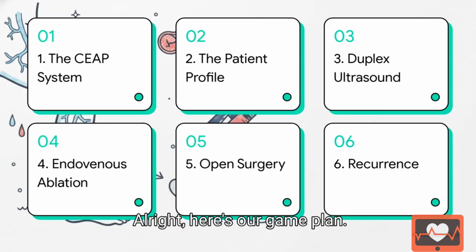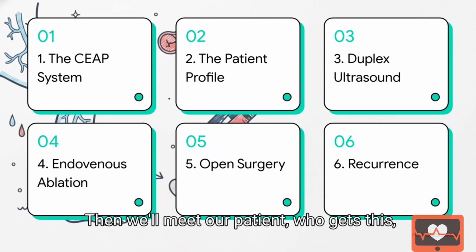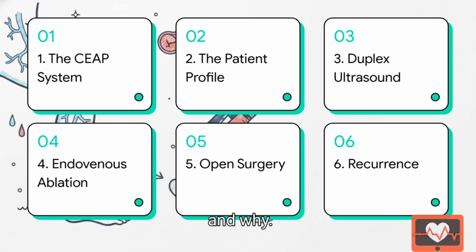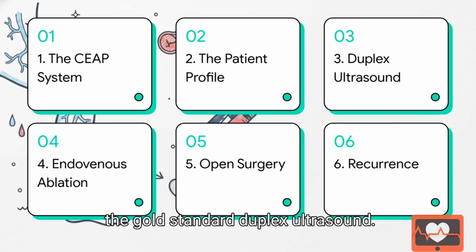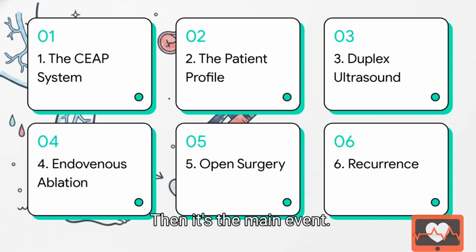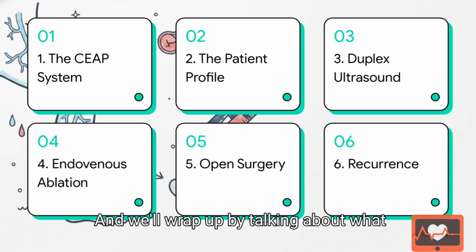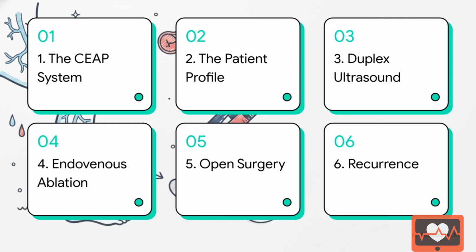All right, here's our game plan. First, we're going to learn to speak the language of venous disease. That's the CEAP classification. Then we'll meet our patient, who gets this and why. After that, we dive into the diagnosis with the gold standard Duplex ultrasound. Then it's the main event, modern treatments versus the classic open surgery. And we'll wrap up by talking about what happens when veins come back, recurrence.